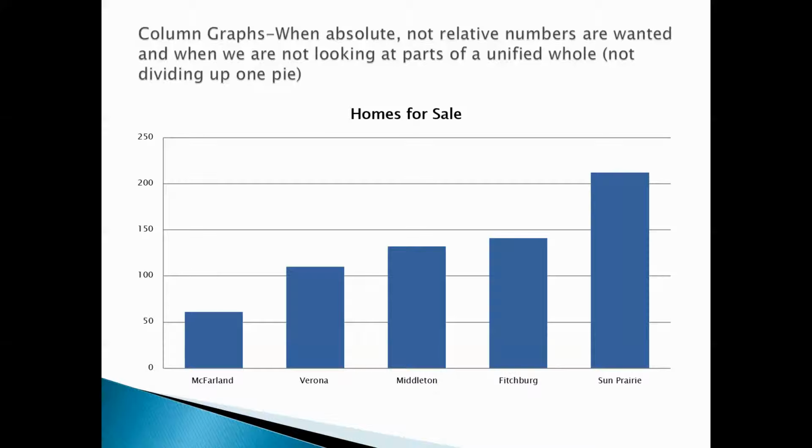Okay, next is column graph, and that's when absolute but not relative numbers are wanted, and we're not looking at parts of a unified whole. We're not dividing up one pie. So we're moving to Dane County, and we want to buy a house near Madison, but we don't want to live in Madison, so we look at some of the communities around Madison and just ask how many houses are for sale in each of those. Let's just do a quick comparison. And again, the data is categorical. A house for sale is either in Sun Prairie or it's in Fitchburg. Those are categories, not numbers. But with this simple column graph, we can see, McFarland, 54 homes for sale, but Sun Prairie had 220 or whatever, estimating.